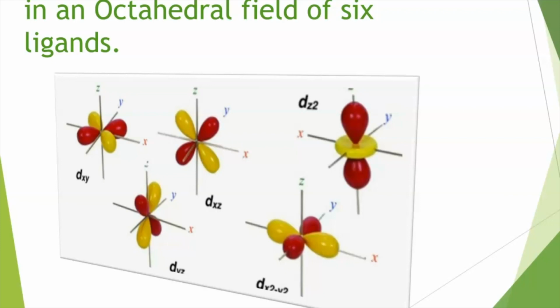The dx square minus y square orbital has the regions of electron density along the x and y axis. The dz square orbital has most of its electron density along the z axis with an annulus in the xy plane. The first group of d orbitals, dxy, dxz and dyz, is referred to as T2g orbitals or T2g set. The other two d orbitals, namely dx square minus y square and dz square, are known as Eg orbitals or Eg set.